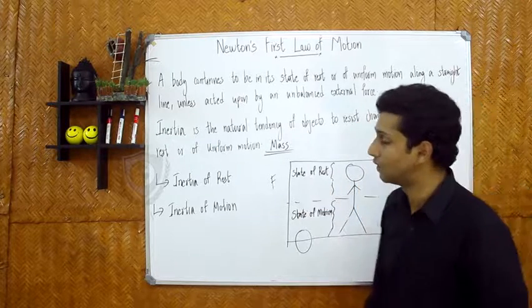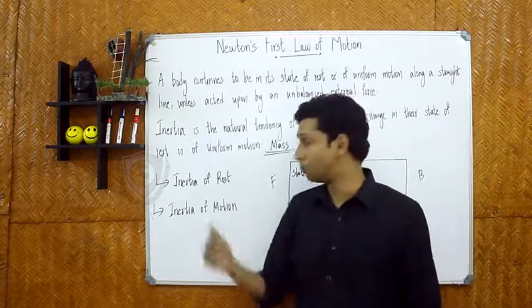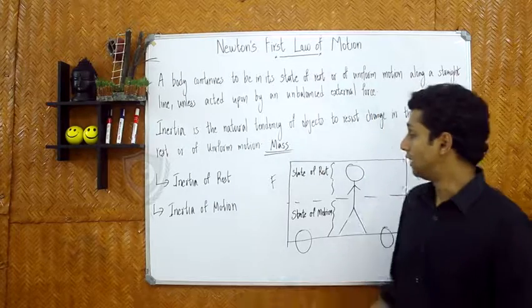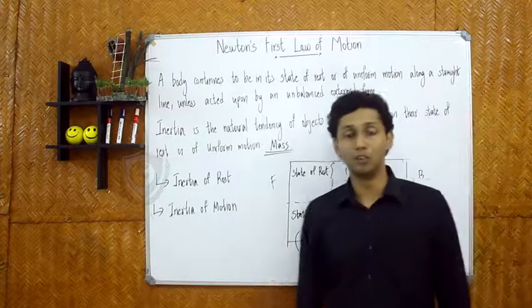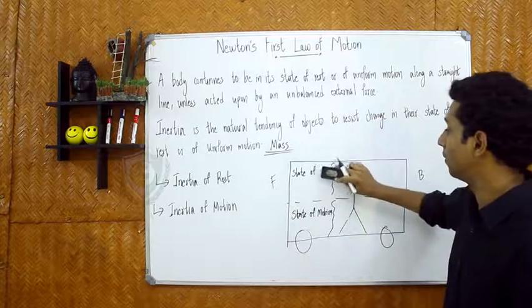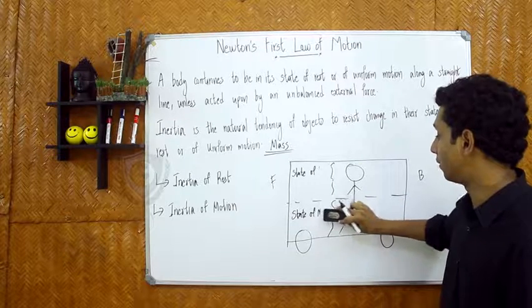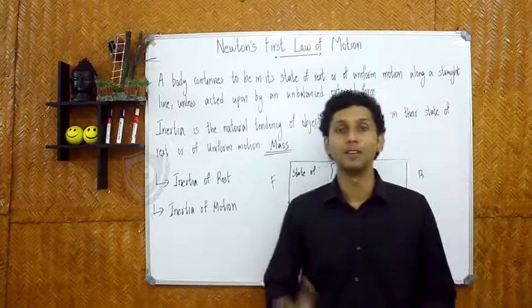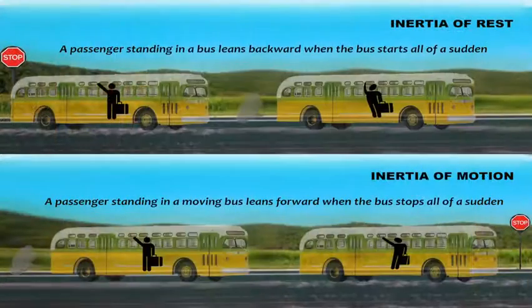So that was your first example, which would explain the concept of inertia of rest. Now we'll see another example which will tell you the inertia of motion. So we'll talk about that example. We have the same scenario, but there were small differences. The difference was that in this case, the bus was already in the state of motion. That means the bus was moving with a particular velocity, and then the brakes were applied suddenly.